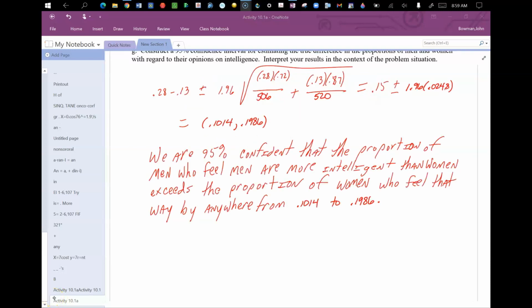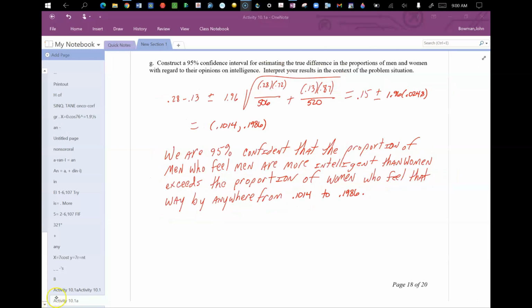Just in case anybody was confused by that, I want to go through that again. That interpretation of that confidence interval would be, we're 95% confident that the proportion of men who feel men are more intelligent than women exceeds the proportion of women who feel that same way by anywhere from 0.1014 to 0.1986. Remember, these interpretations are based on our level of confidence, and they are statements about what we feel about the population parameters, in this case, the difference in the two population parameters.